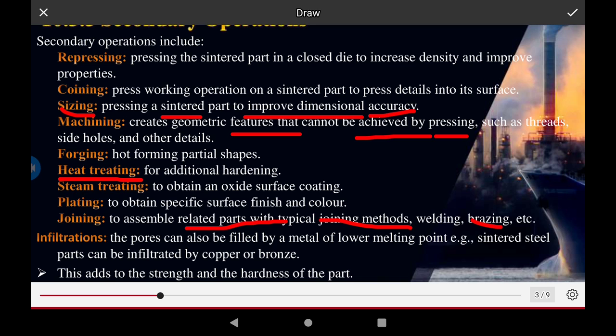Infiltration is the process of filling the part with a metal of lower melting point. For example, a steel part can be infiltrated with copper or bronze. Okay, this adds to the strength and hardness of the part's materials.